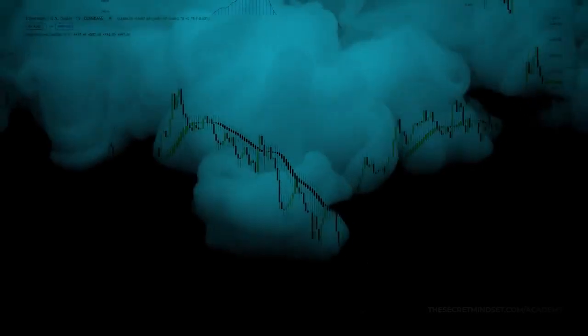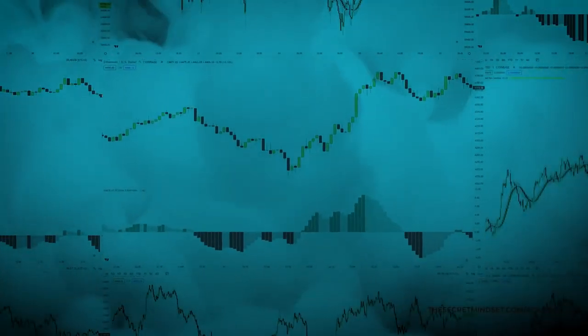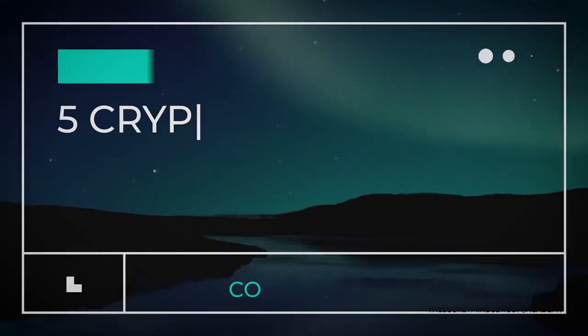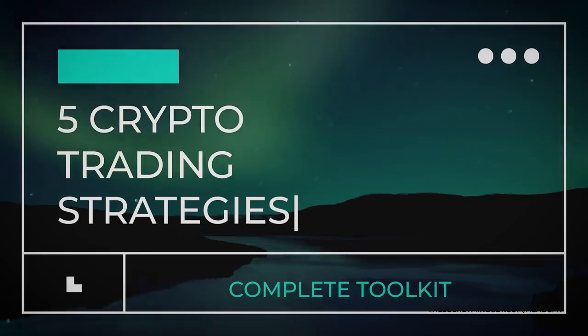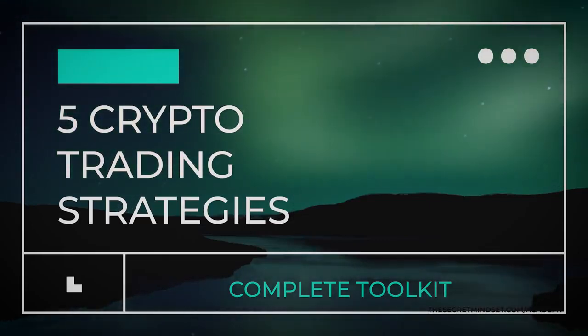Hello and welcome. Today I'm revealing 5 crypto trading strategies to take advantage of the volatile nature of those markets. We'll cover a breakout strategy, a scalping one, a momentum technique, one fading strategy, and a reversal strategy.